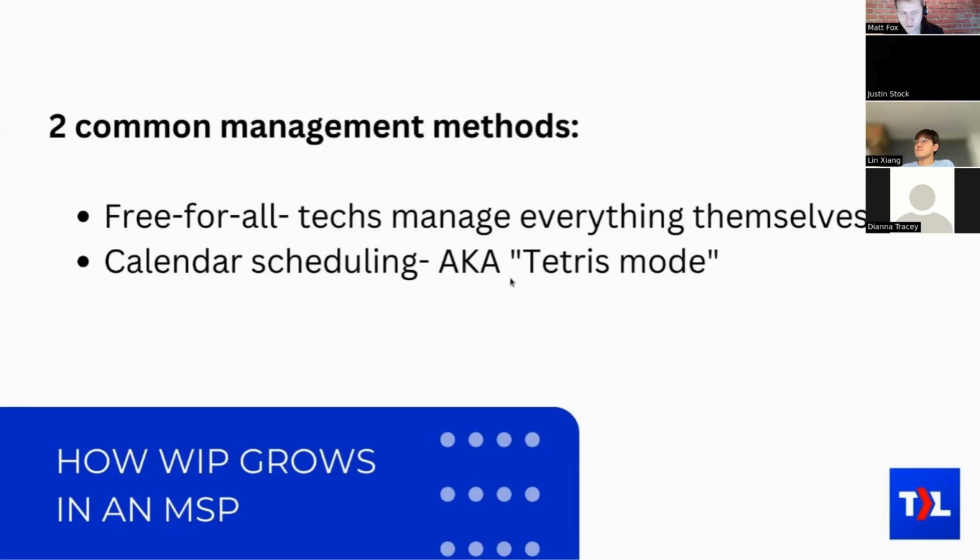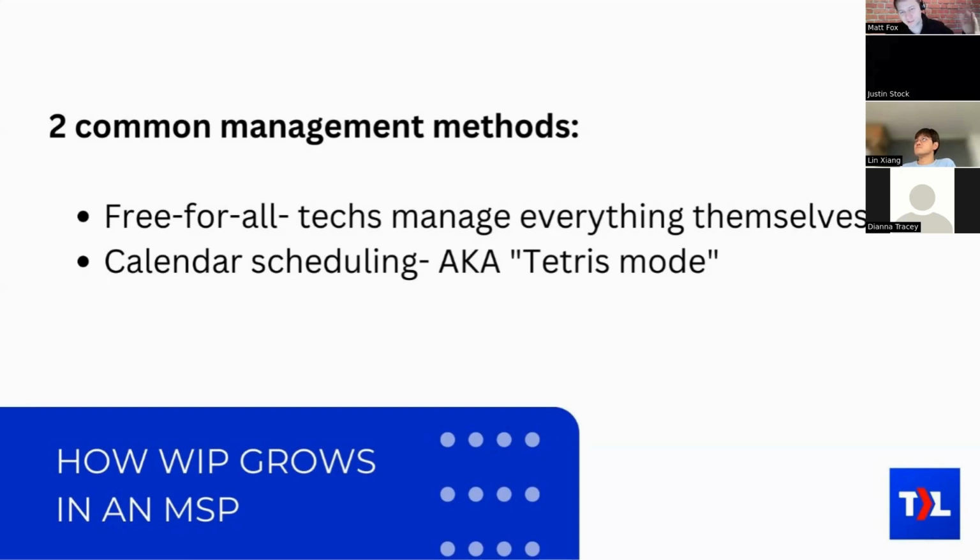Okay, so let's go back and talk about how does the WIP grow? How does work in progress typically grow in an MSP? Well, it's because there are two common management methods that we've seen here, and at Kirchhoff Tech we used one of these as well. So one is what I call the free-for-all method. That's where the techs just kind of manage everything themselves. They just don't have a whole lot of framework. They haven't really been taught how to do that.